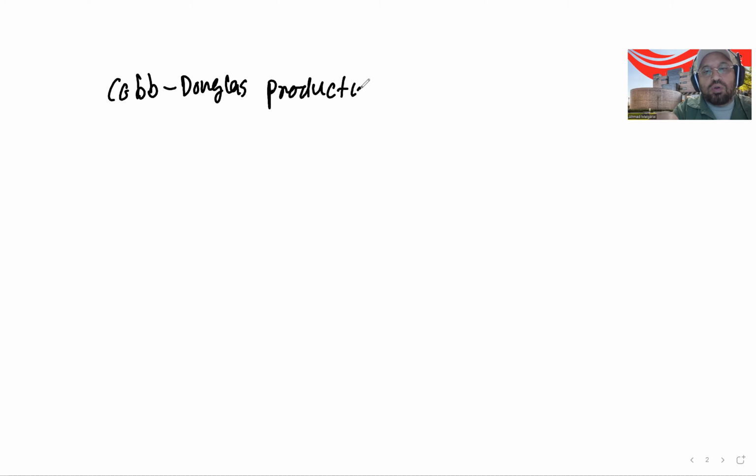Hello again. Let us use another example for partial derivative, and this time we're going to be using a Cobb-Douglas production function. So Cobb-Douglas production function shows you how much output you can get for different combinations of two inputs. Let's say we have capital and labor.